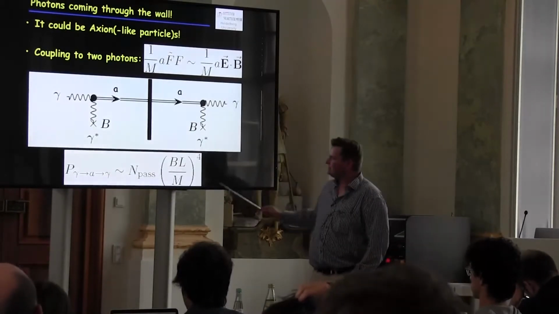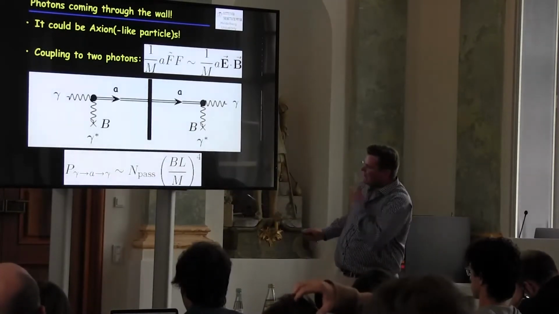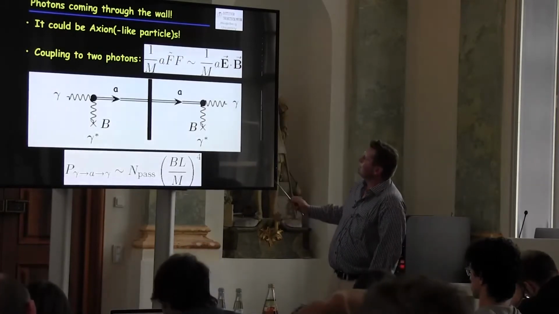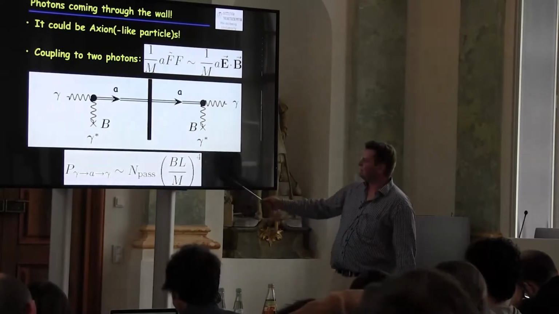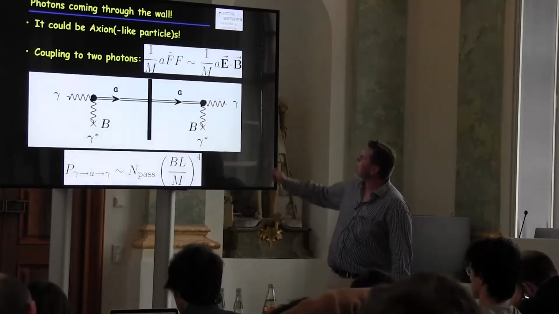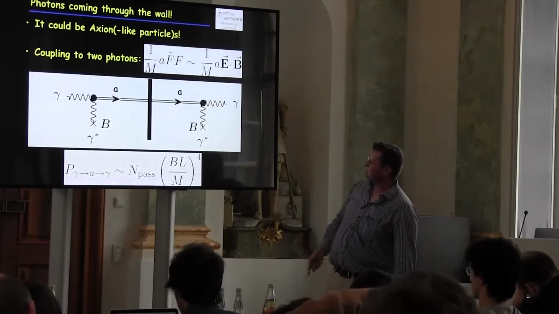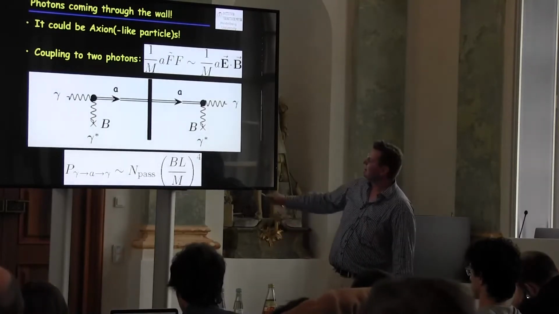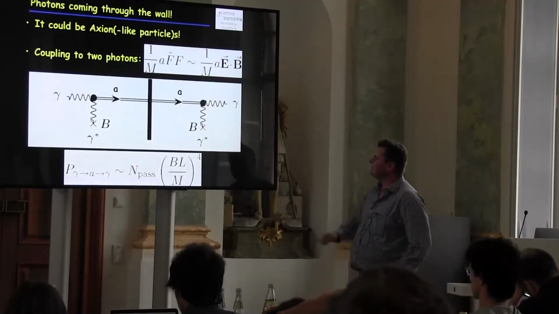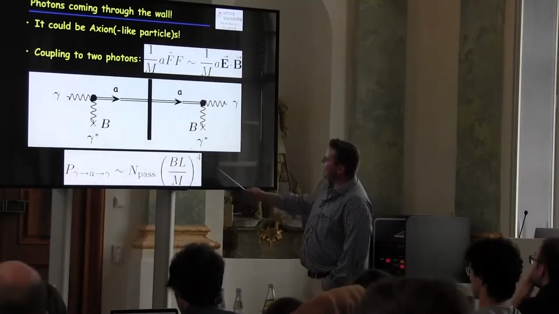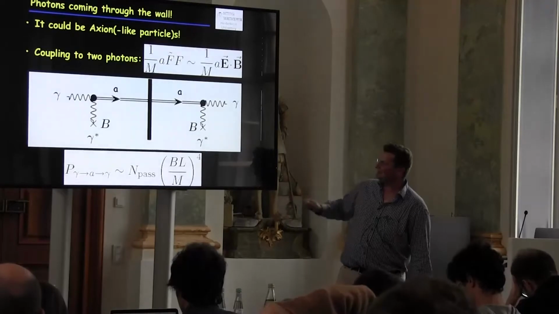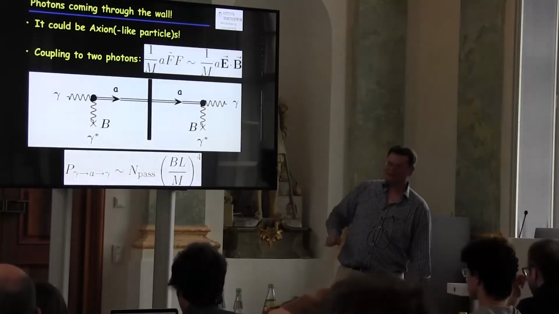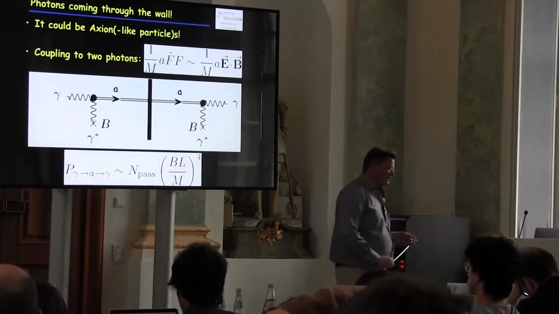And you can calculate the probability, and unsurprisingly, it's proportional to the strength of the magnetic field times the length over the mass scale that suppresses your coupling, or Fa. You can actually write the coupling explicitly over here, and the whole thing to the fourth power. So it's really sensitive to the magnetic field strength, the length, and the coupling.